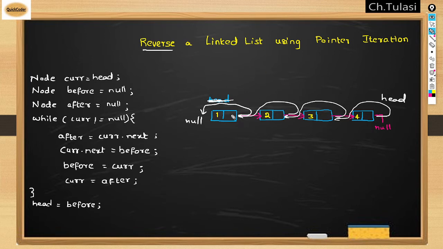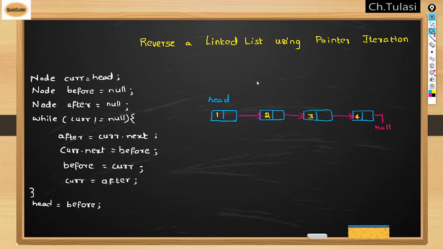Reversing a linked list, just pointer iteration. I'm just changing the pointer, not changing any node or any data. Okay, now let's trace this code. Don't worry, I will explain that.